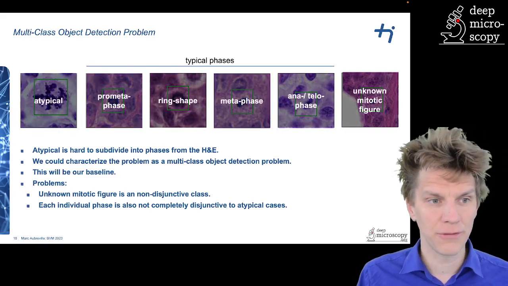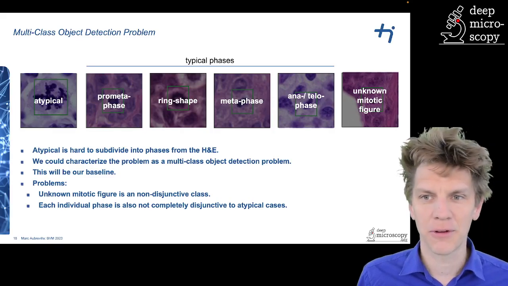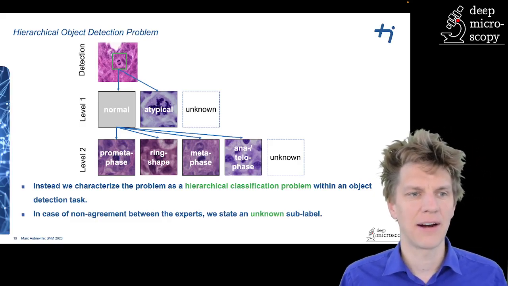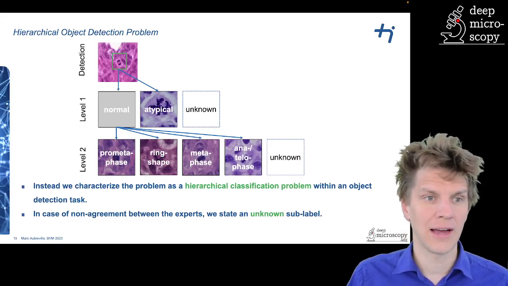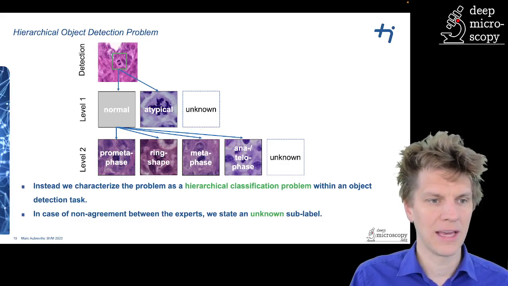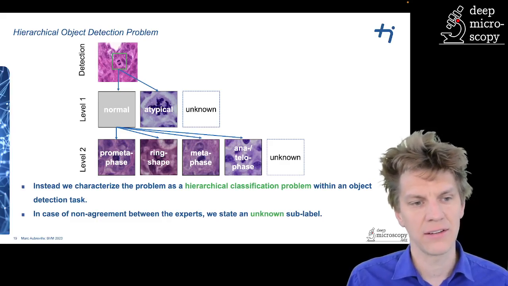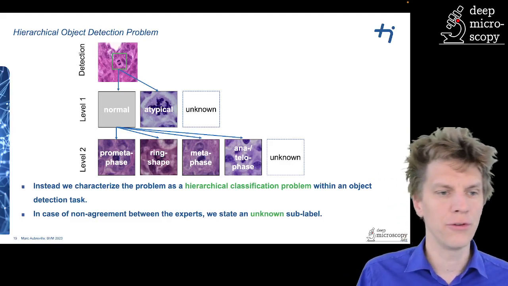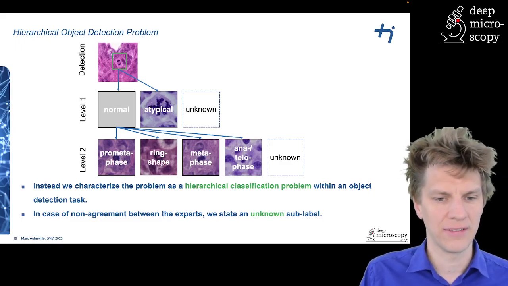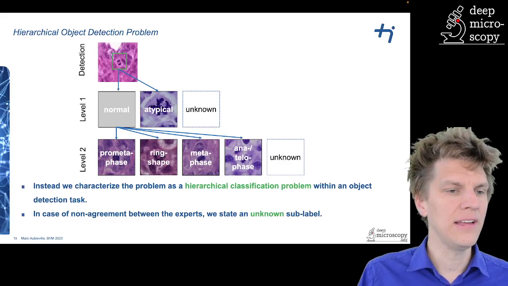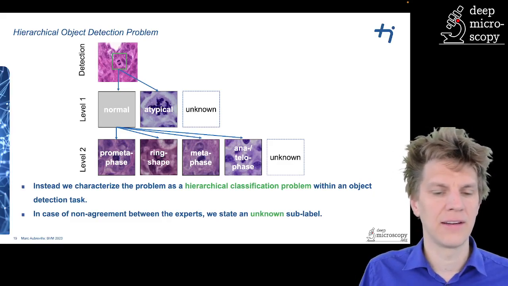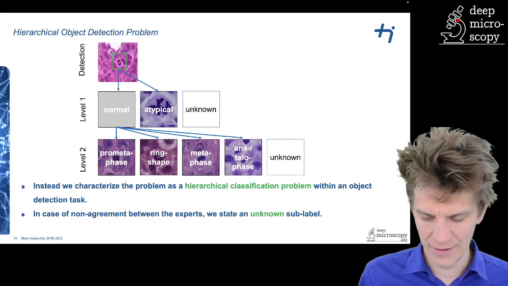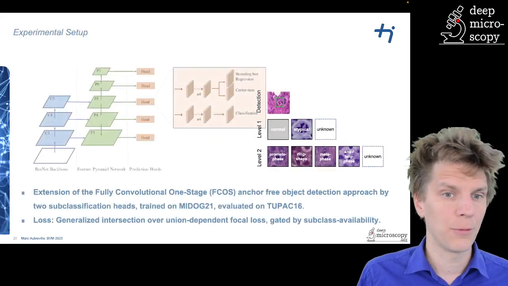So in order to solve this problem, we will formulate it a little bit differently. We will formulate it as a hierarchical object detection problem. The first hierarchy is the detection itself, then we have the first level and the second level. Level 1 is the atypical versus normal, and level 2 is the different phases. The good part is that for each of those levels, we can also now assign an unknown sublabel, and we can use that for the following deep learning pipeline. So this is how we will do this.